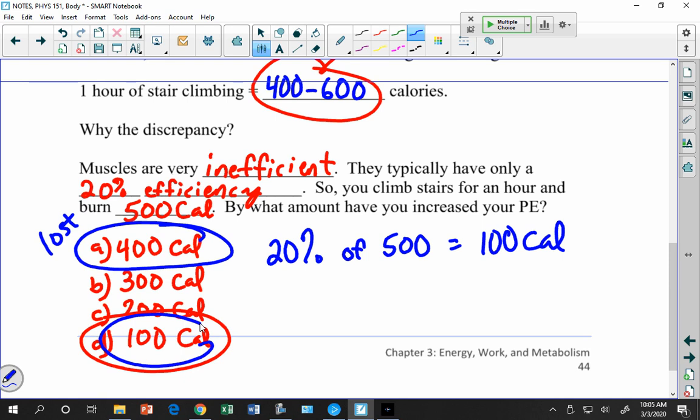Why did the little boy eat his homework? Because the teacher said it was a piece of cake.